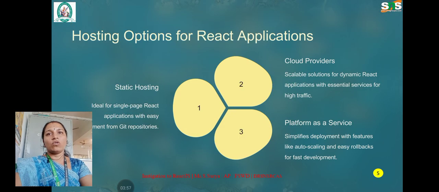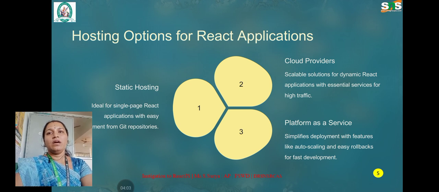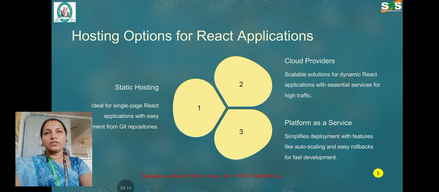And the next one is hosting options for the React application: static hosting, cloud provider, and platform as a service. Three methods are there. First thing, static: a single page React application with easy deployment from Git repositories. And cloud provider: dynamic React applications serving high traffic. Platform as a service: each platform is used for auto scaling along with rollback and fast deployment.